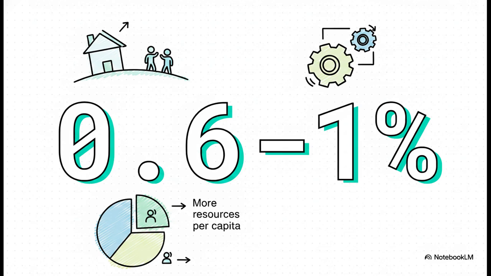Contrast that with our flagship devices, the developed countries. Their population growth rate hovers around a very slow, very manageable 0.6% to 1% per annum. This translates to less overall population density. And because there are fewer competing processes, the people in these economies can actually enjoy way more resources per capita. The system simply doesn't have to work as hard to keep everyone running smoothly.